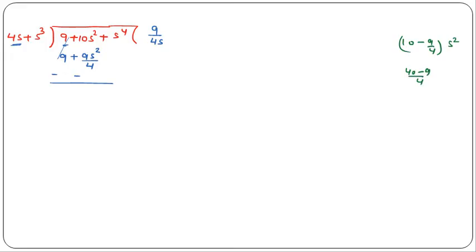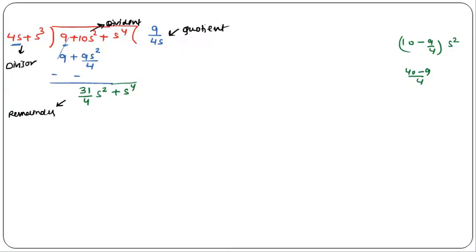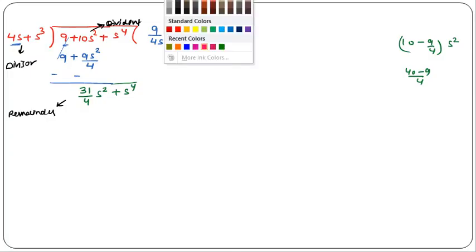So this will be equal to 31 by 4 into s square. Then we have from here s power 4. Now this is the remainder. Let me write. This is the quotient we have obtained, this is the dividend, and this is the divisor, and this is the remainder we have obtained. Now this remainder will become the divisor, and the previous divisor will become the dividend. So it will be like this.